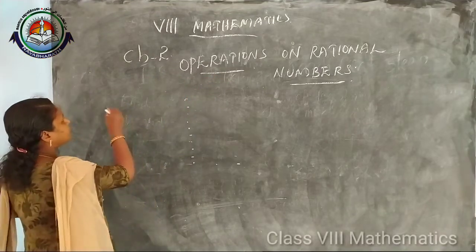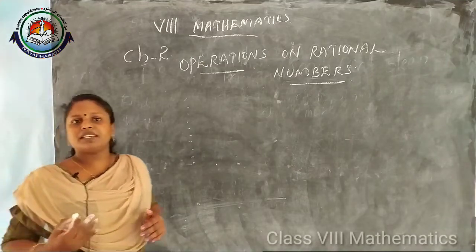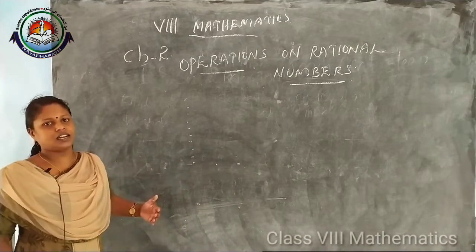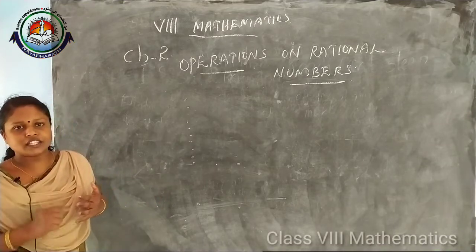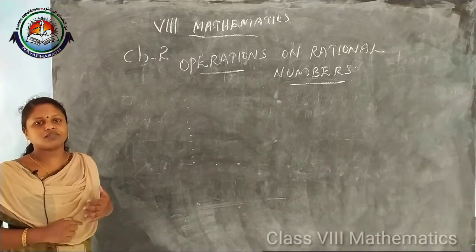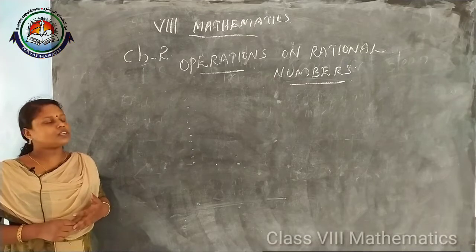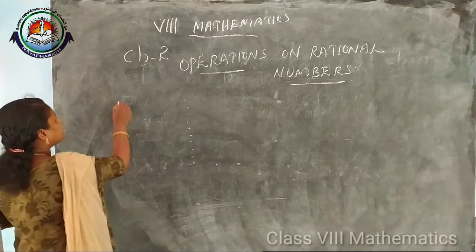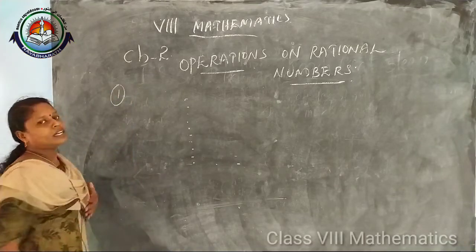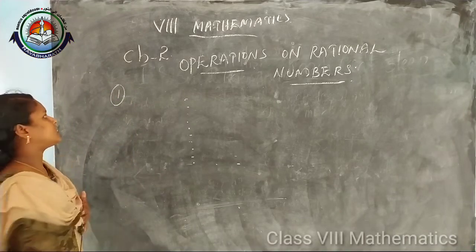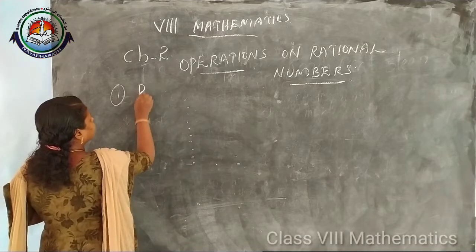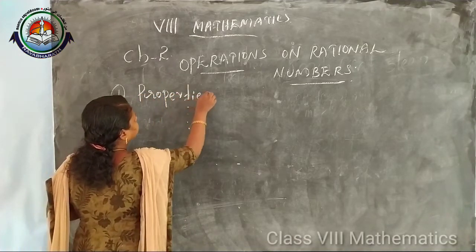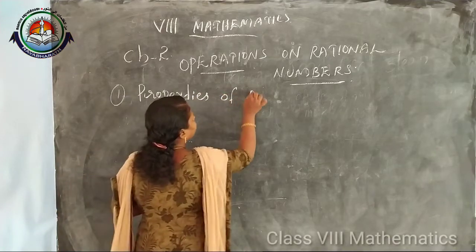In this chapter we are going to discuss some properties of rational numbers: properties of addition, subtraction, multiplication and division of rational numbers. So first we are discussing properties of addition of rational numbers.